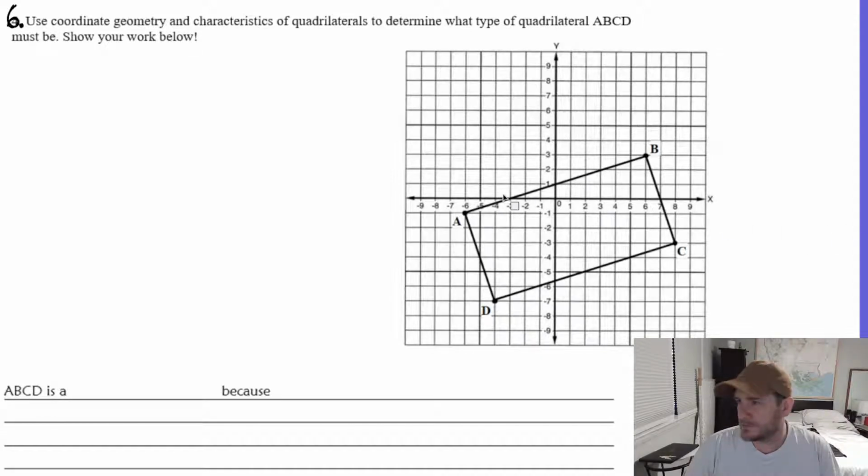Should be a simple one. Because what are we going to do? We're going to build a little rectangle, aren't we? And that's going to form our big bunch of triangles.